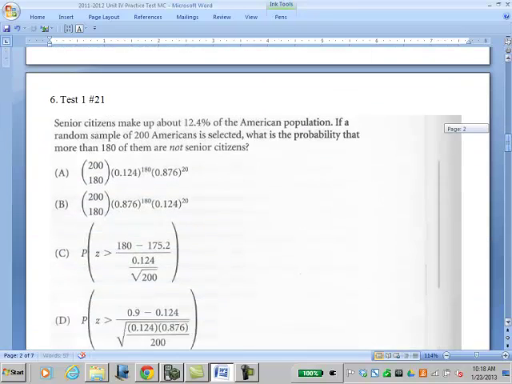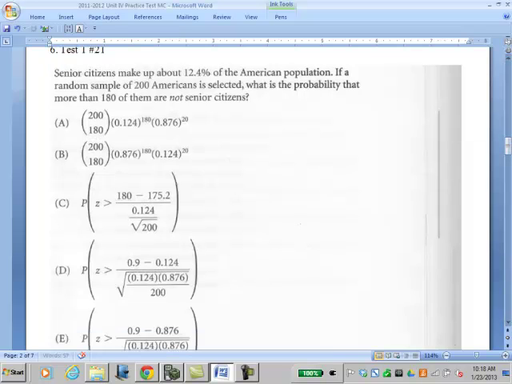Okay, 6, skip 6. Okay, we're not doing 6. That's in there. That's a mistake. That's actually from Unit 5. Okay, 7.